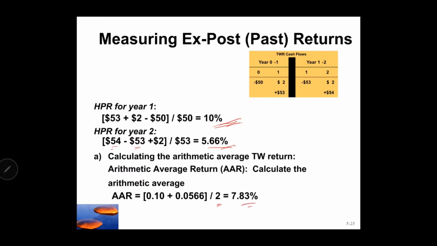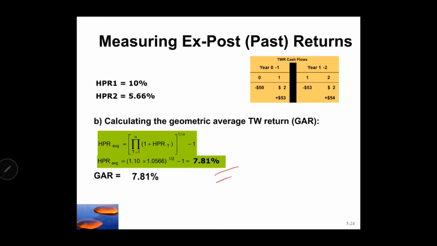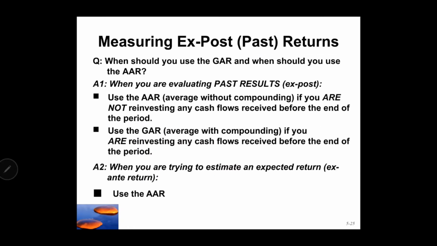Okay, so what do you observe here? 7.83, and here you have 7.81. Why is it like this? So the question is, when should you use the geometric average return and when should you use the arithmetic average return.